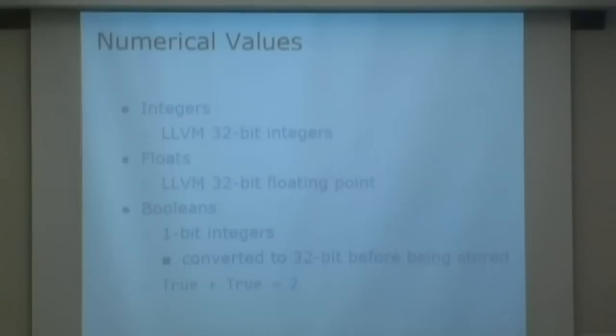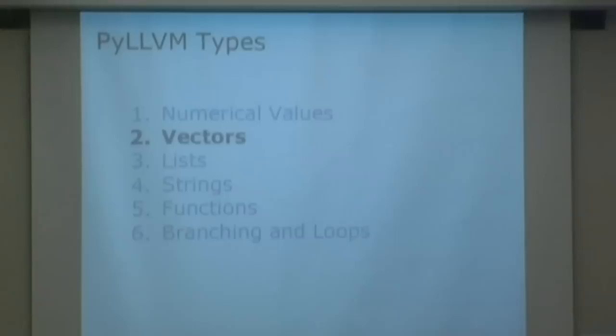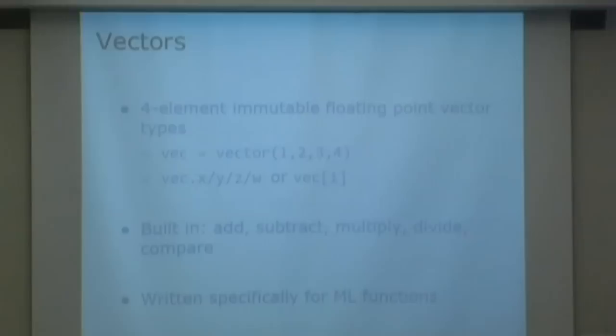Next up is vectors. So because LLVM-IR provides a vector type, we can just base our vectors on the LLVM vector type. We provide four element immutable floating point vector types, which come up time and time again in mathematical expressions and machine learning algorithms. So this was implemented before I started working and had a big part in why we chose to build our project off of this existing project, since this is something that is going to be incredibly useful. And since they have built-in operators, we don't have to worry about doing that work ourselves.